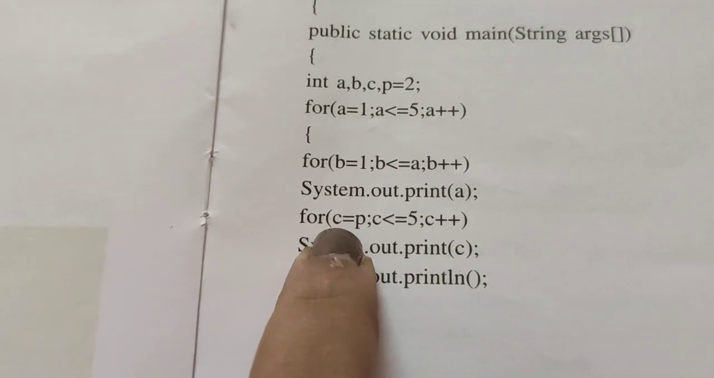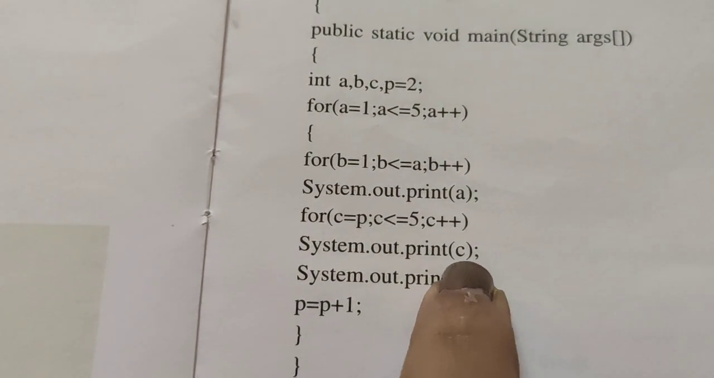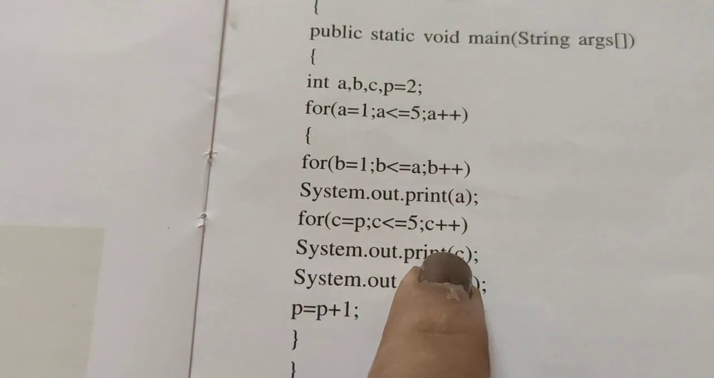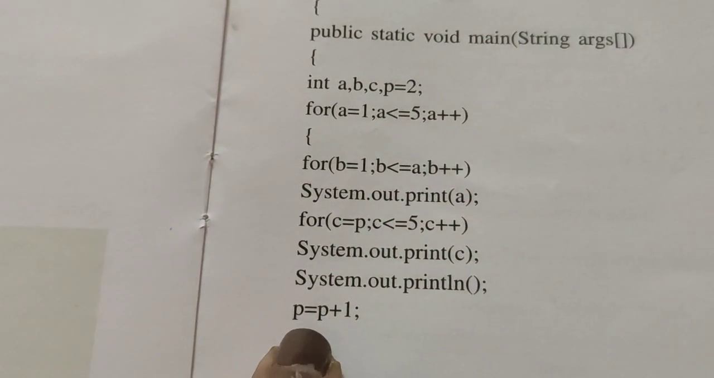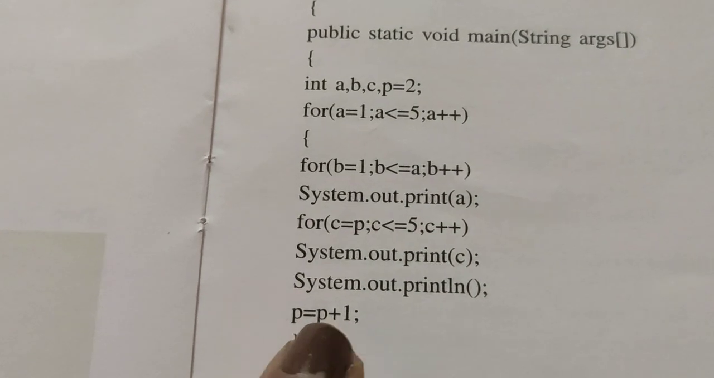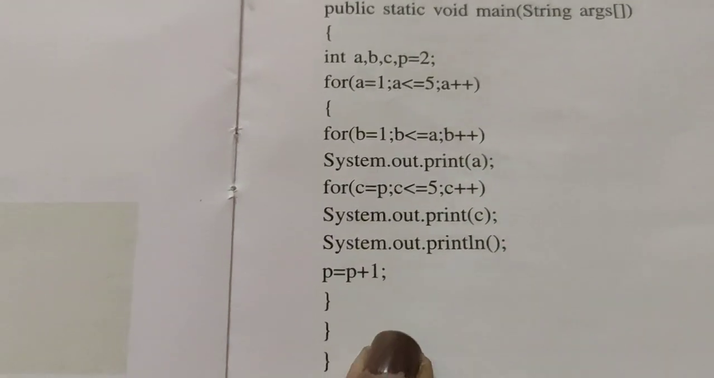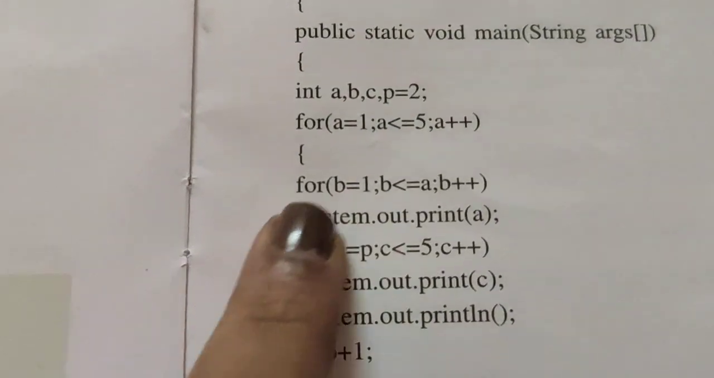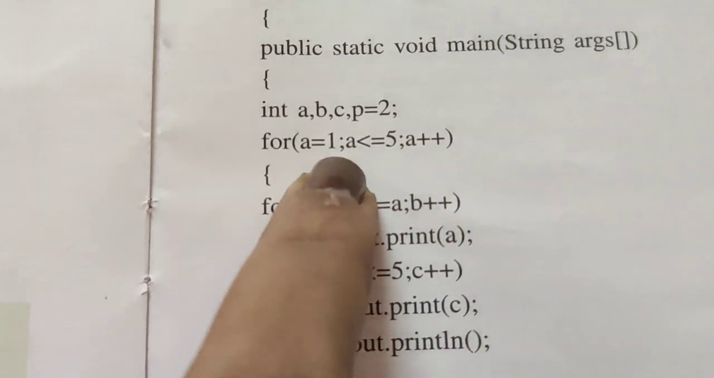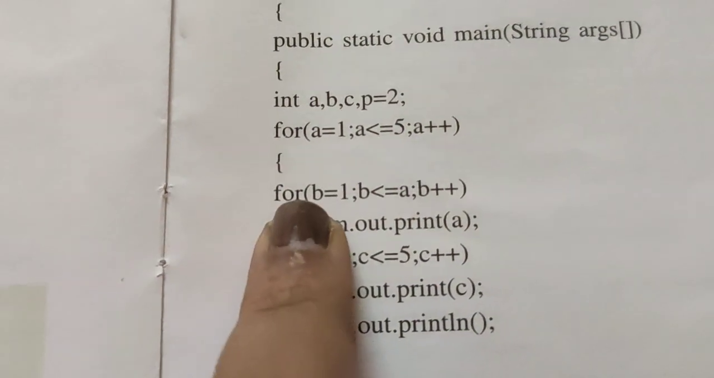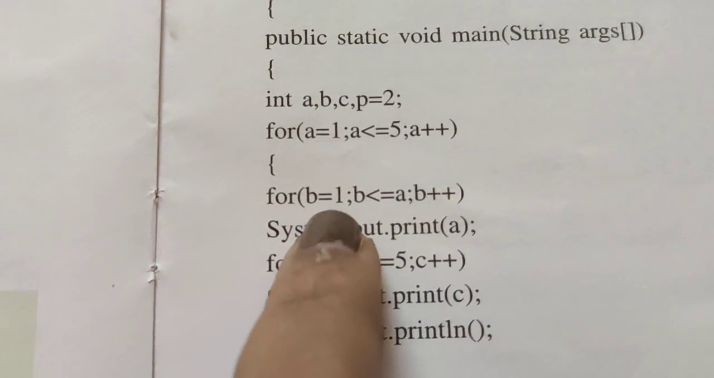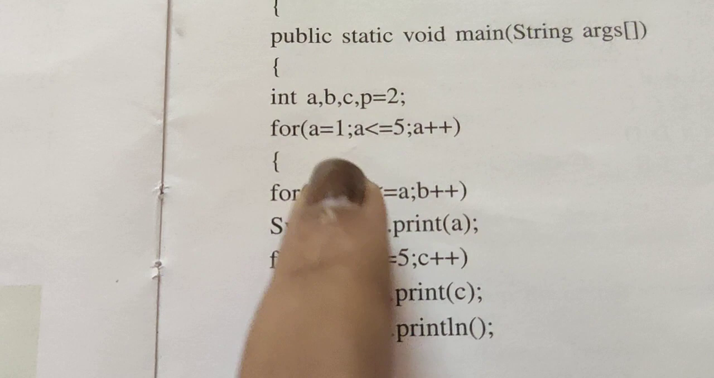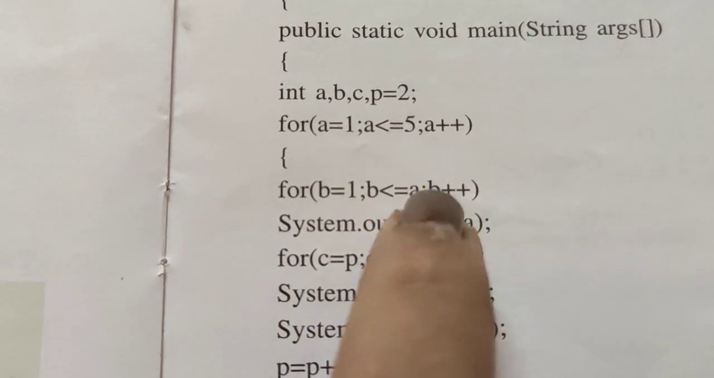Now here the value of P is 3. So here 3 will be printed, then 4, 5. And again we are increasing, P is equal to P plus 1. So the next value will be 4, because here the 3 is going to be printed 3 times. If you come here in the third iteration, the value of A is going to be 3, and B is less than or equal to A, so 3 will be the condition.